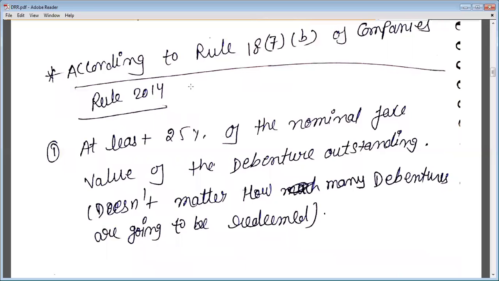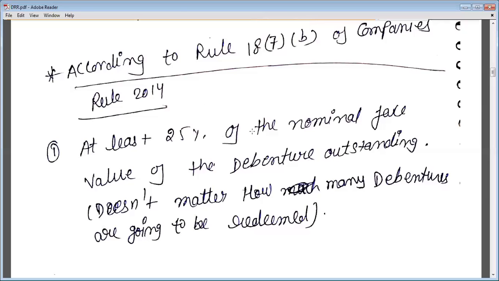Debentures जो outstanding हैं उनकी nominal value का 25% आपको DRR में transfer करना है, at least 25%. It may be more than 25%, but at least 25% you have to transfer in DRR. ओके, और ये 25% किसका? Nominal face value of debenture outstanding. Outstanding means the debenture still exists, doesn't matter how many debentures you are going to redeem.